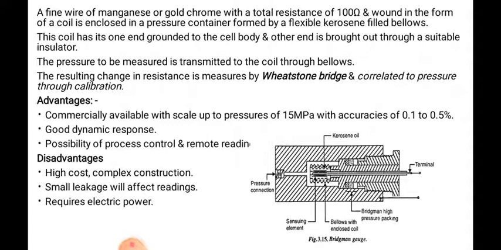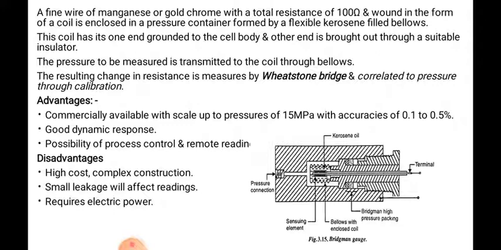A fine wire of manganese or gold chrome with a total resistance of 100 ohm, wound in the form of a coil, is enclosed in a pressure container formed by a flexible kerosene filled bellows. This coil has one end grounded to the cell body, and the other end is brought out through a suitable insulator.